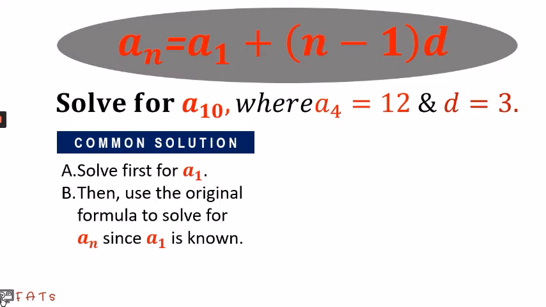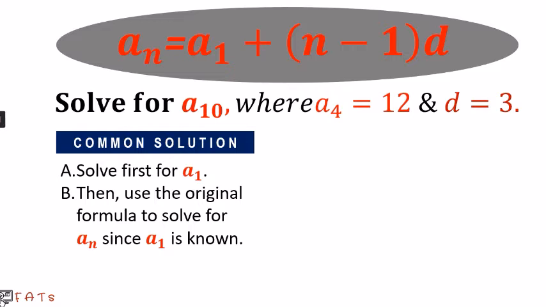The first solution is solving for a sub 1 to be able to use the provided formula. Sometimes the problem here is that some students are clueless if they need to solve for a sub 1. And even if they did, some of them wonder what formula to be used in order to solve for a sub 1. Well, there could be other methods to use, like changing a sub 4 to a sub 1 and a sub 10 to a sub 7 so that we just have to use the formula once. But again, not all may have thought of that logic.